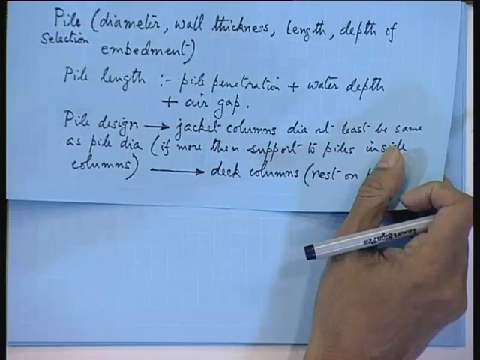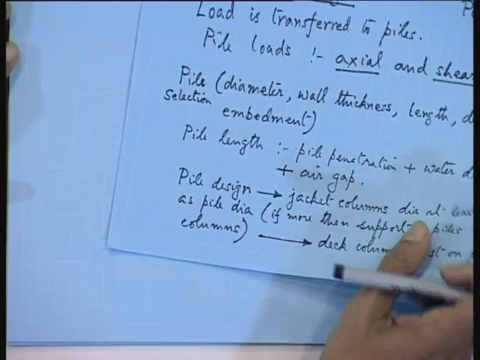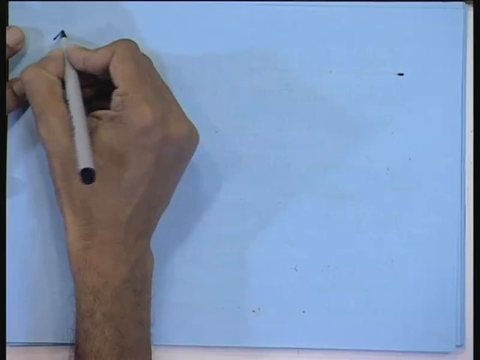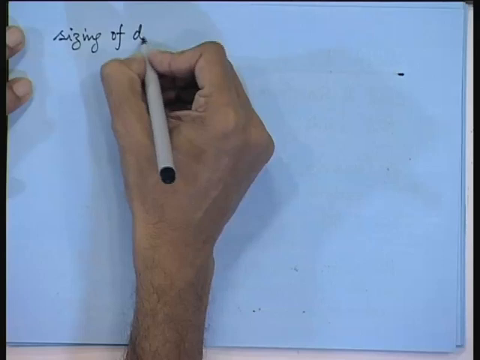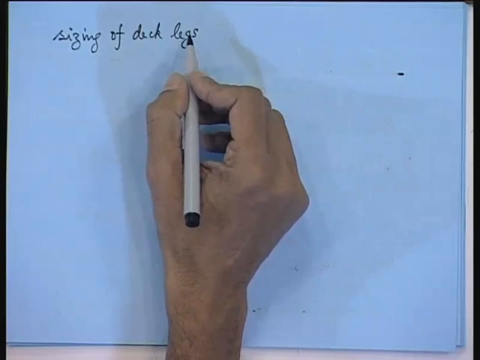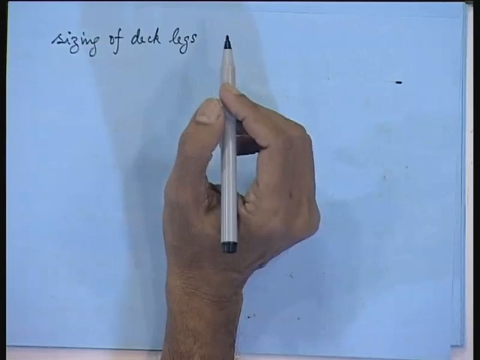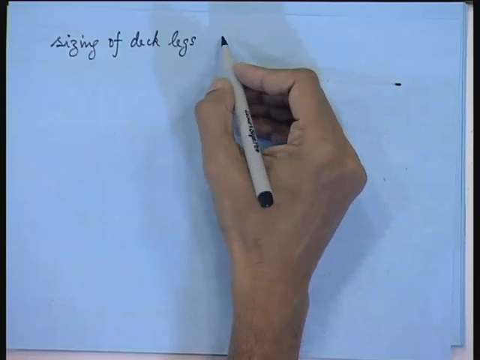Now after this you formulate deck columns, or sometimes these are called deck legs, the sizing of deck legs. And this you have to configure, but this more or less will be the same as your column diameter. So the most crucial part of the structural design is your column diameter, that is the pile diameter. So after this you go to your sizing of deck legs.